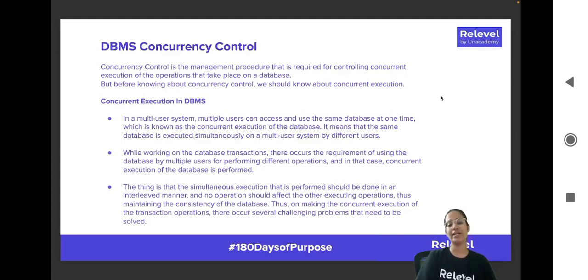Now, while working on the database transaction, there occurs the requirement of using the database by multiple users for performing different operations. And in that case, concurrent execution of the database is performed. When you're working on database transactions, there is usually a requirement wherein you want the database to be accessed by different people for different operations. Some people have the delete access, some people have the update and the select access, and some people just have the access to read the data and not do anything. And that could lead to concurrent execution on the database.